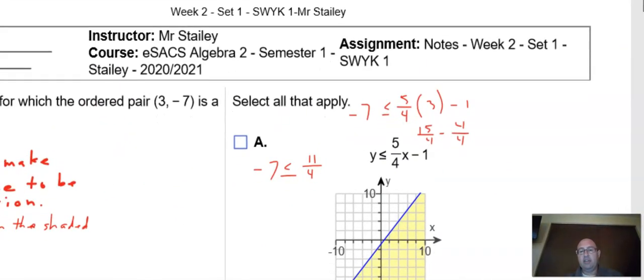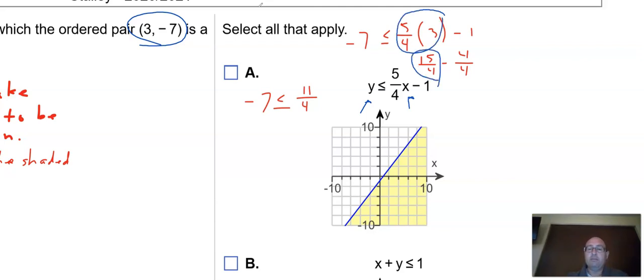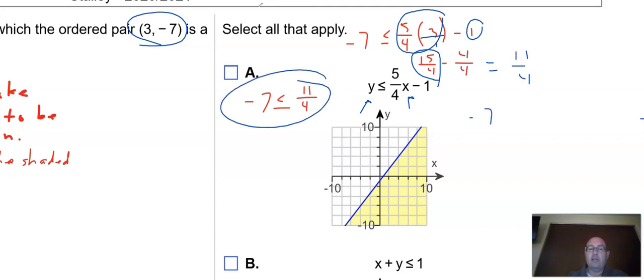So, for instance, in this first example, let's take this point 3, -7, and we are going to see if it works. So we're plugging in 3 for x and -7 for y, okay? And so when I did that, 3 times 5/4, that's 15/4, right? Remember, that's 3/1, and you multiply across the top and across the bottom. And 1 can be written 4/4, so if you subtract those, you do end up getting what? 11/4? And so on the left side we have -7, on the right side we have 11/4, and that's definitely a true statement.